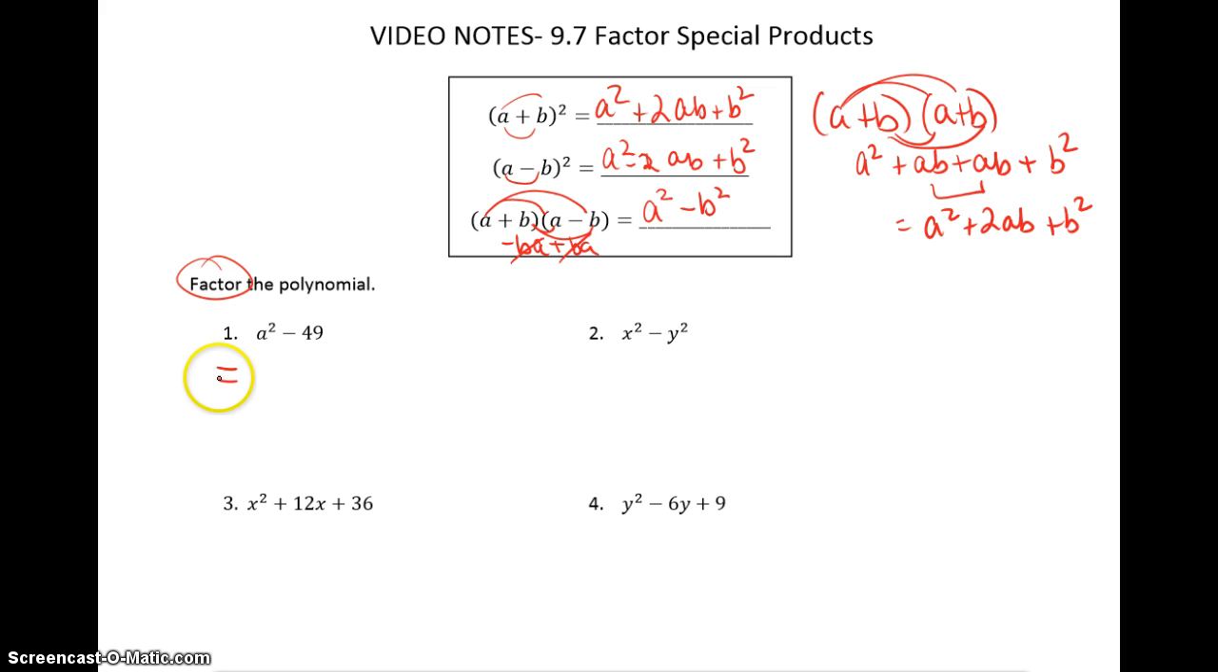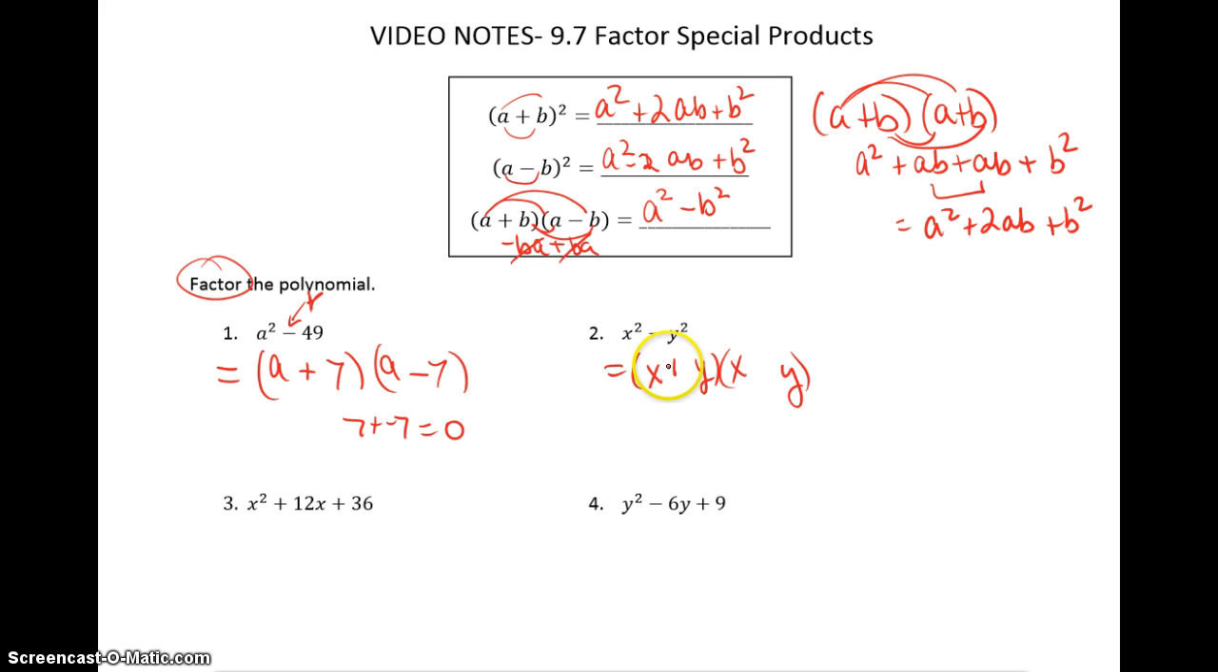So for example, let's factor a squared minus 49. So we know a squared is a times a. 49 will be 7 times 7. We have a negative 49, so we know that's plus and minus. So 7 times 7 is 49. When you add 7 and negative 7 together, you get 0, and that's why there's nothing in the middle. So for number 2, we would have x times x, y times y, 1 positive and 1 negative.